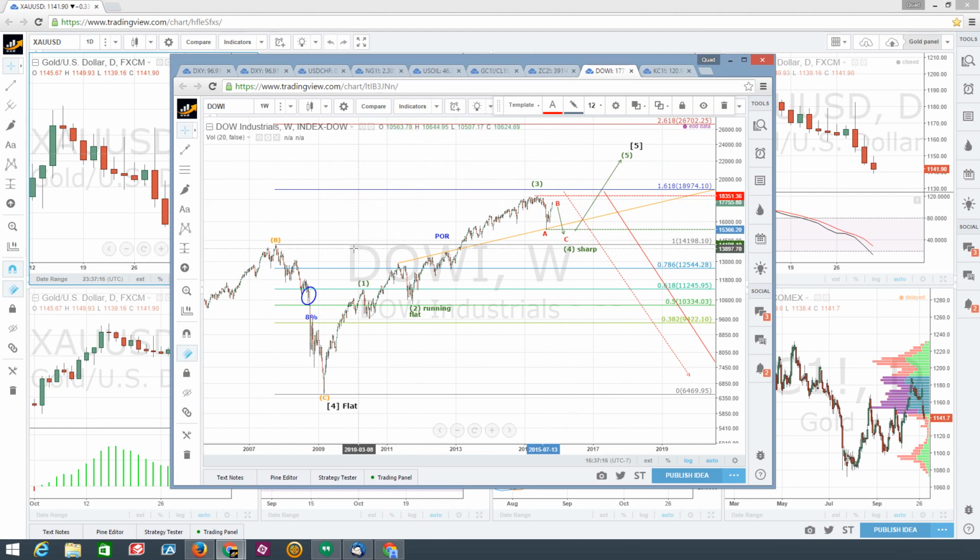Now I've taken an external retrace of this wave BC here, and that measure, at the external retrace of 1.618, gives us a target of about 18,974. So it is possible that wave 5 could complete somewhere near that point. It would not surprise me one bit. And then we'll start our major sell-off from that point.